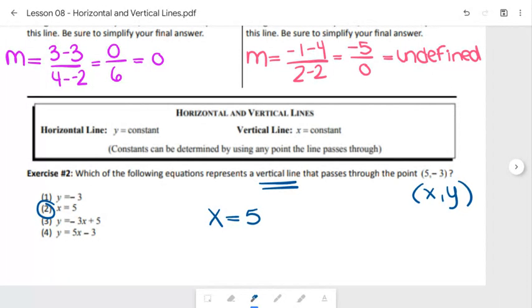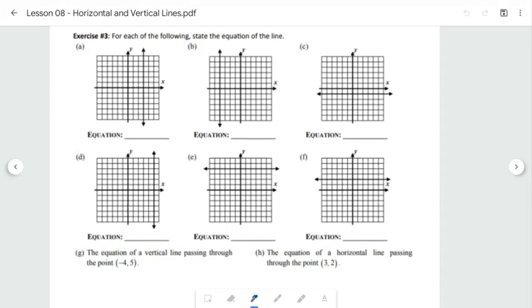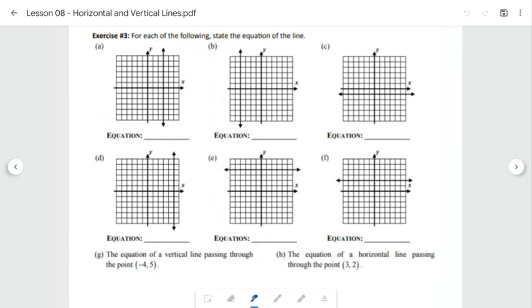Vertical and horizontal lines don't have slopes, right? They either have 0 or undefined, so no good for 3 and 4. You shouldn't have both in there, no way. But it's a vertical line that passes through that point 5. Okay, so that being said, exercise 3 shouldn't really be an issue for us.